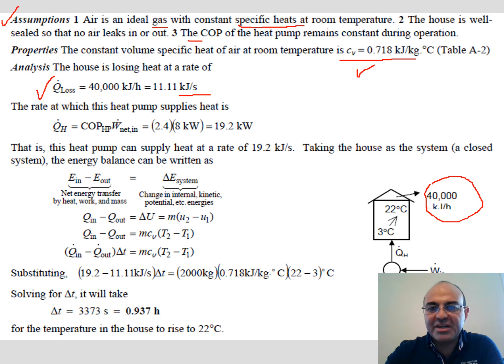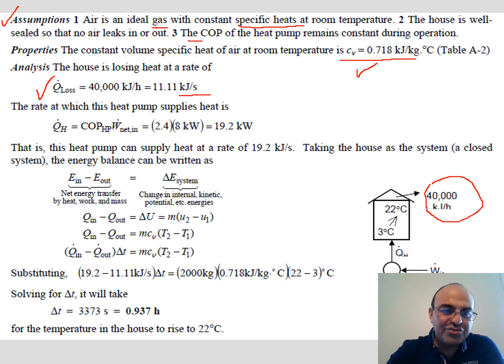So this CV is obtained from table A2 with this average amount. We found it at room temperature, because the temperature changes from 3 degrees C to 22. If the tables allow, we can find CV at the average of 3 degrees C and 22 degrees C. Or we can just go ahead and find CV at the room temperature. The difference will not be much. So this is an assumption that has to be mentioned.